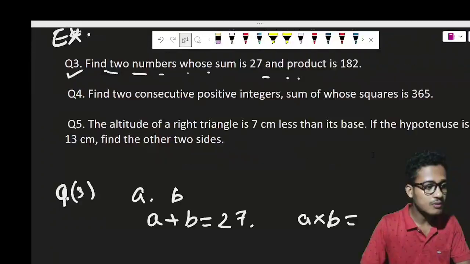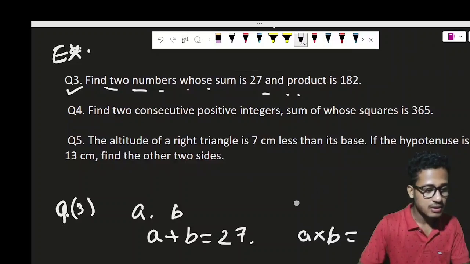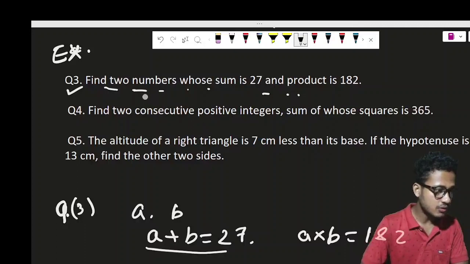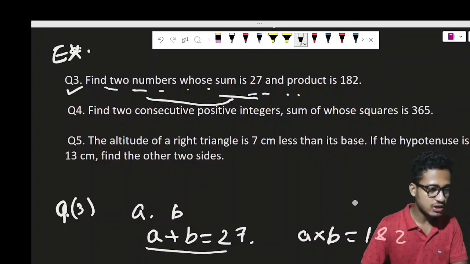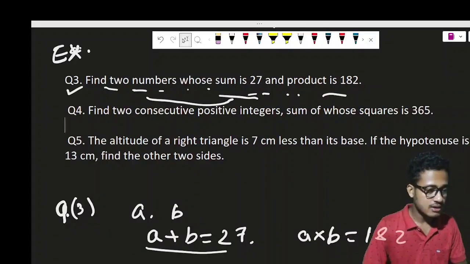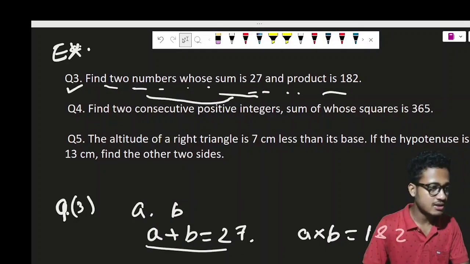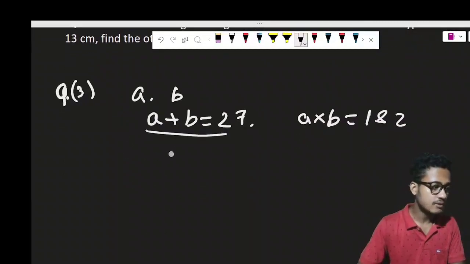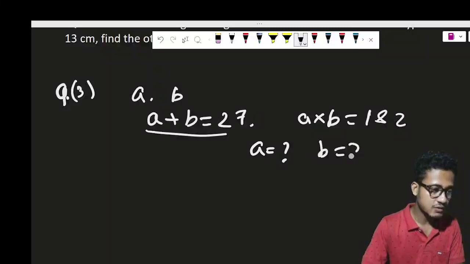The product is 182. A plus b is equal to 27, whose sum is 27, and product a into b is equal to 182. We have to find what is a and what is b. Solution.